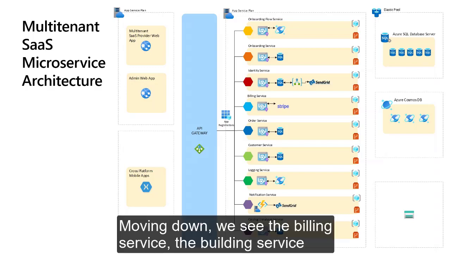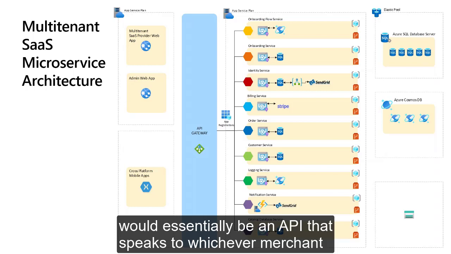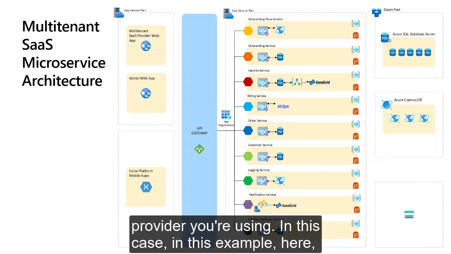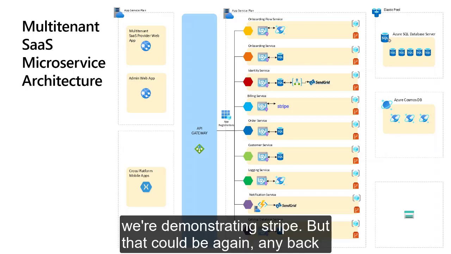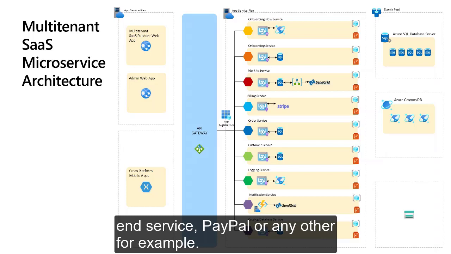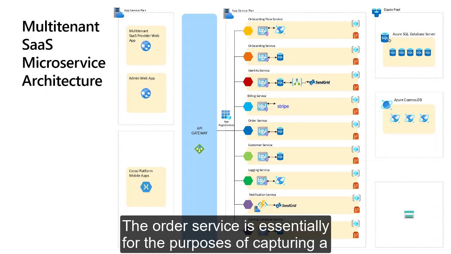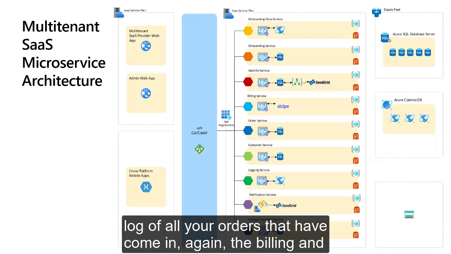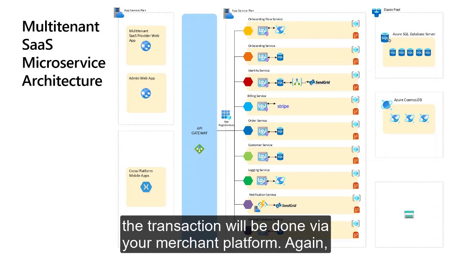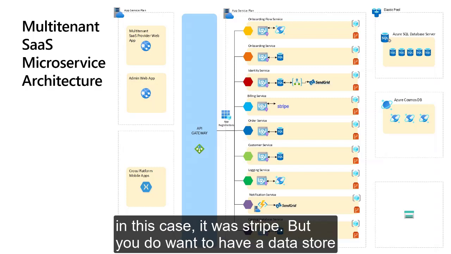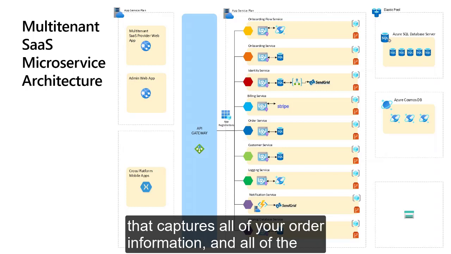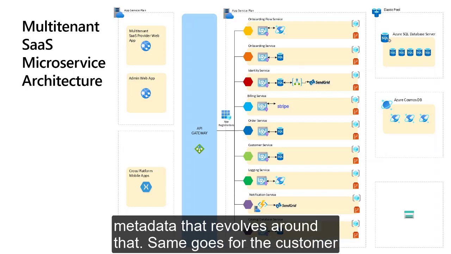Moving down, we see the billing service. The billing service would essentially be an API that speaks to whichever merchant provider you're using. In this example here, we're demonstrating Stripe, but that could be, again, any backend service, PayPal or any other, for example. The order service is essentially for the purposes of capturing a log of all your orders that have come in. Again, the billing and the transaction will be done via your merchant platform. Again, in this case, it was Stripe, but you do want to have a data store that captures all of your order information and all of the metadata that revolves around that.